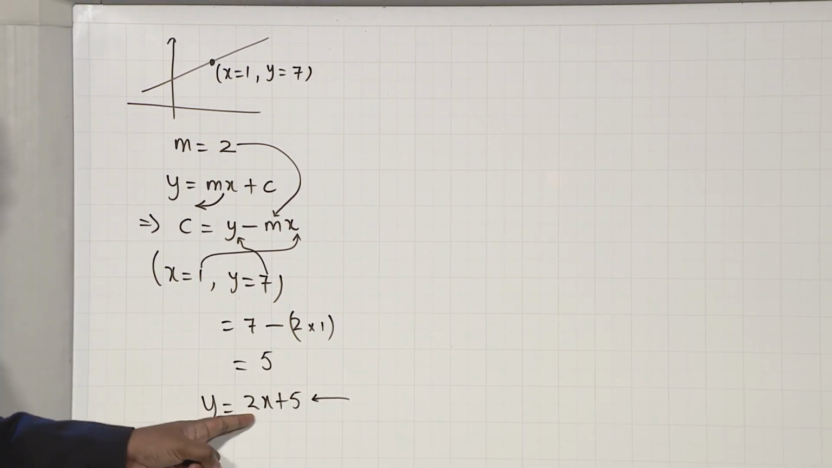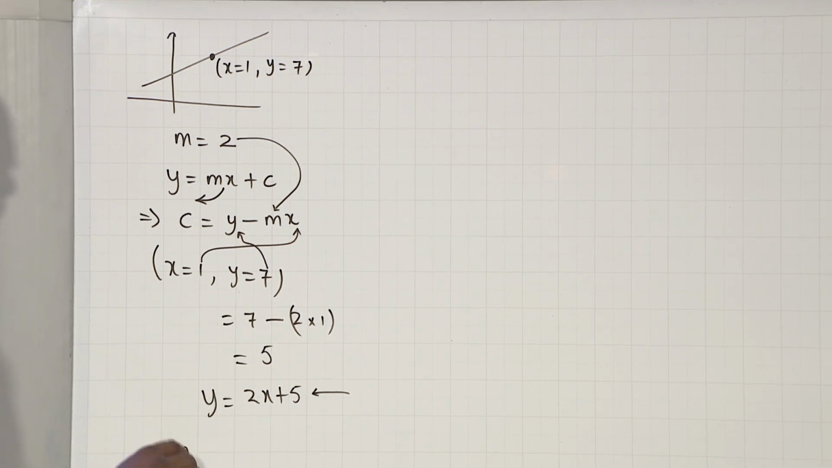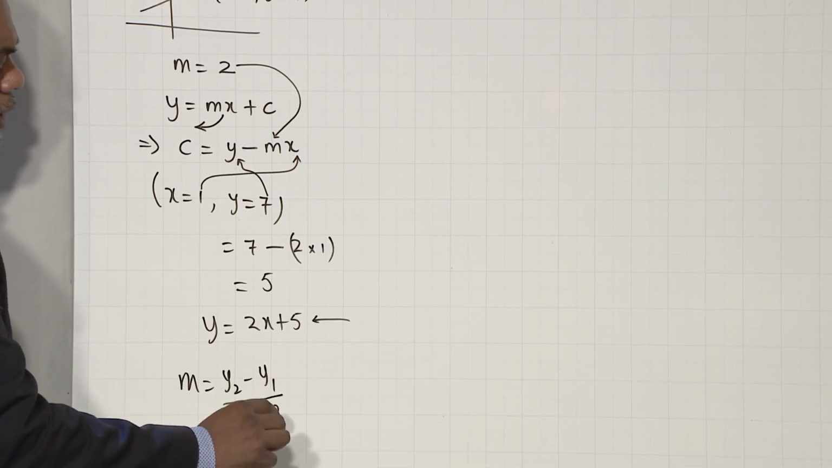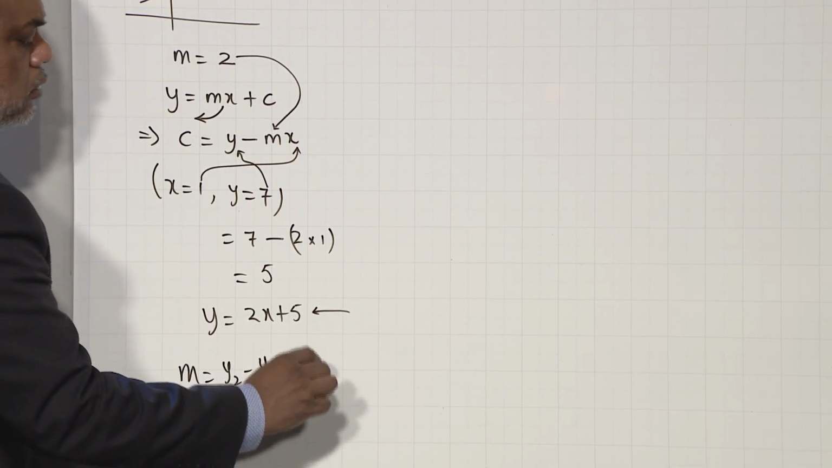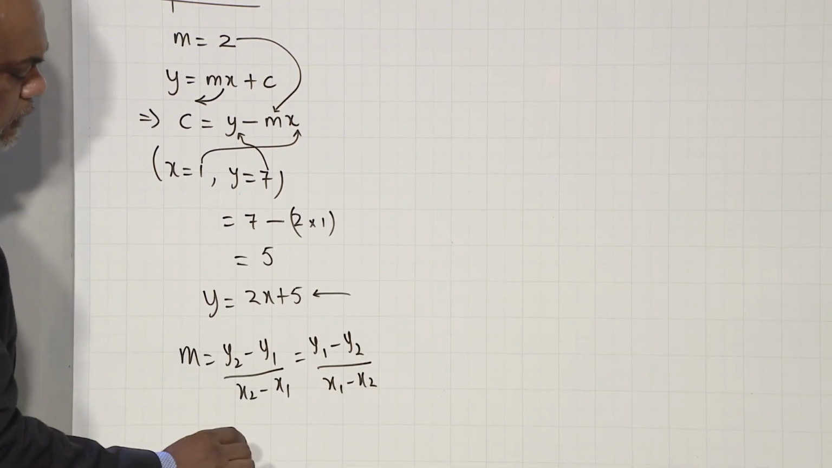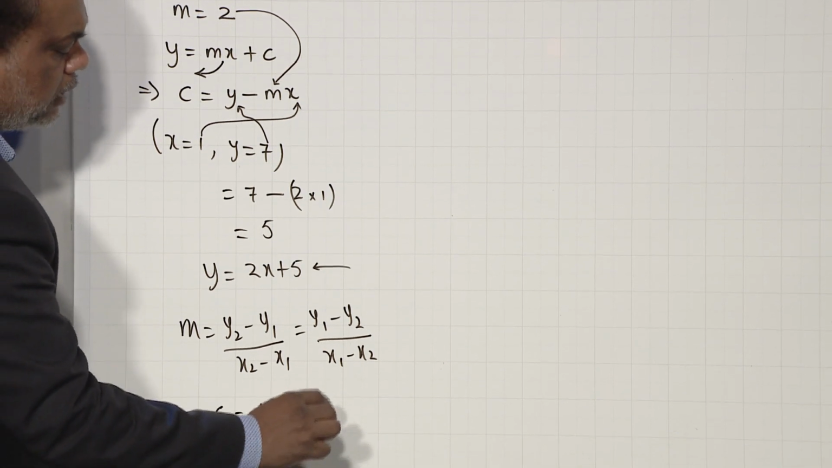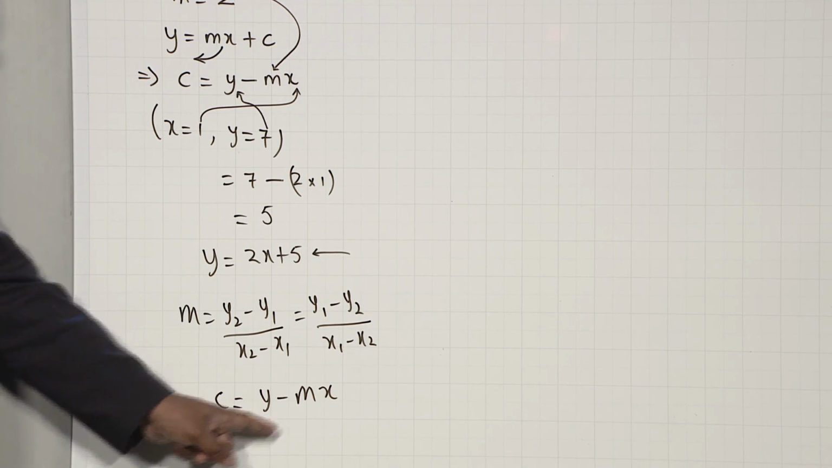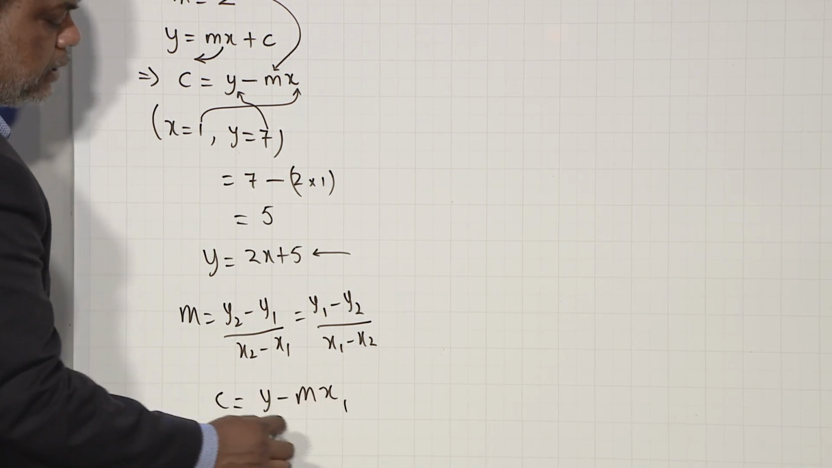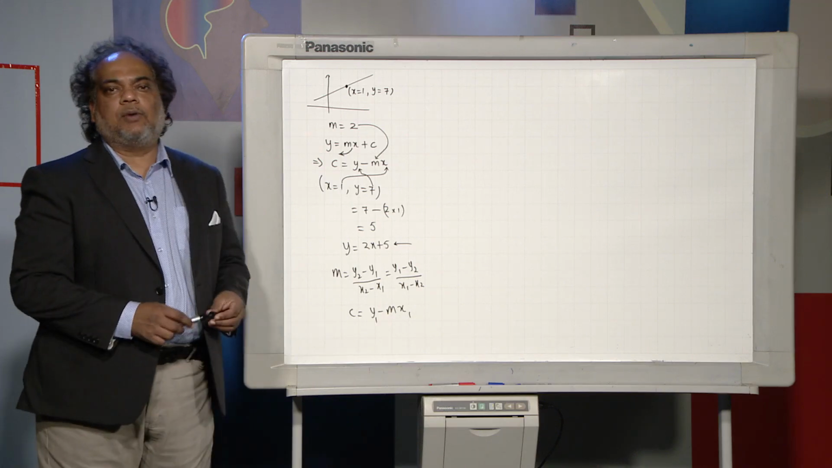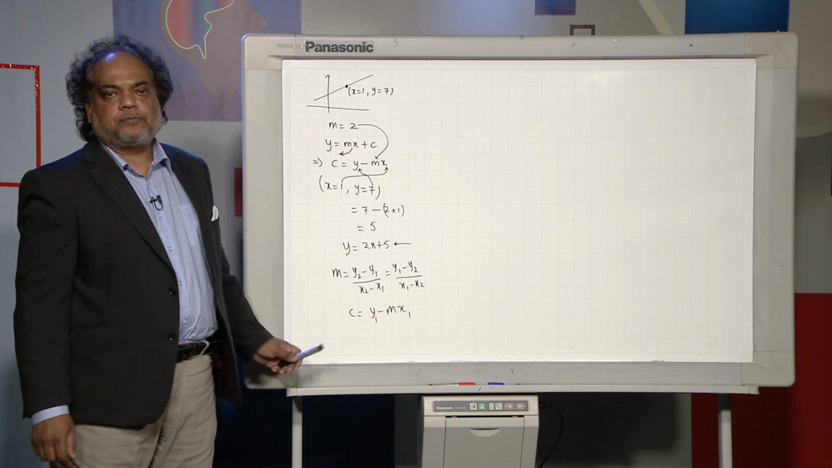So to find the gradient, to find m, we saw the formula. M is y2 minus y1 over x2 minus x1, or y1 minus y2 over x1 minus x2. And what is c? Y minus mx. So we use a known y coordinate. For example, I can use x1 and y1 to find c. So this is how we write the equation of a line.